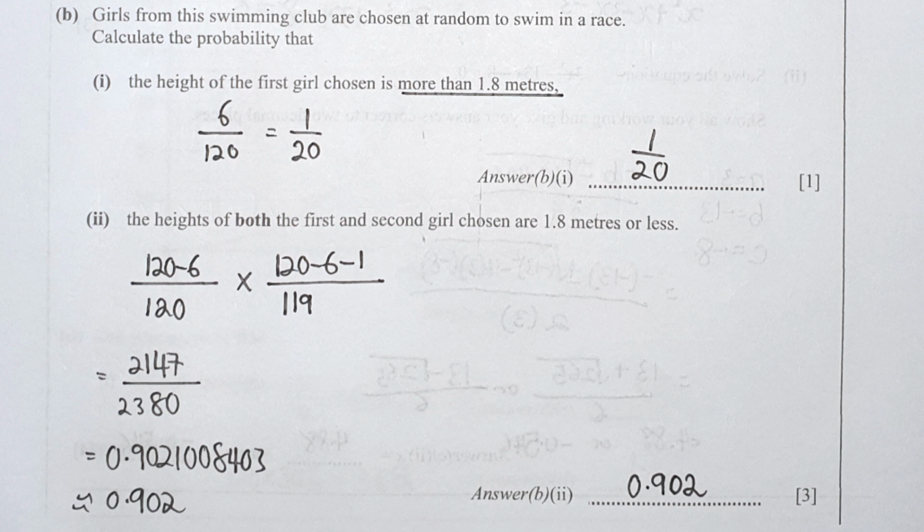For the next one, the keyword here is chosen are 1.8 meters or less. So you're required to take 120 minus 6, you will get 114 over 120. This is the probability of selecting one girl. However, the question mentioned both. So for the next girl, since you already selected one, you're only left with 113 over 119. Multiply these two out, and you get your final result after correcting it to 3 significant figures as 0.902.